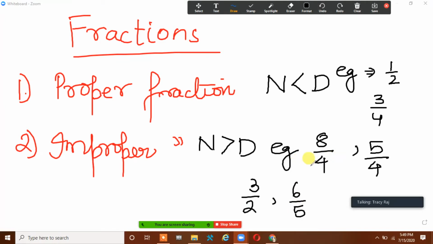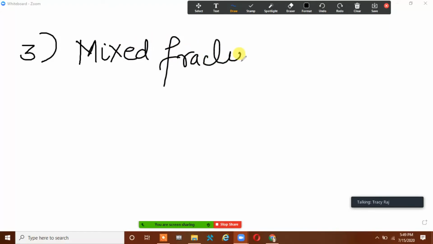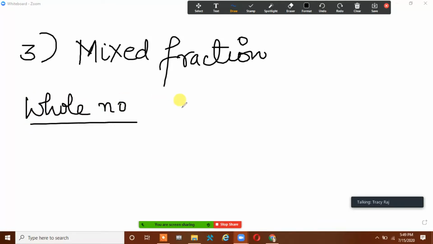Now the third one is your mixed fraction. A mixed fraction is a fraction which has a whole number and a proper fraction. I hope you all know what a whole number is. Whole numbers start with 0, then 1, 2, 3, like that. When 0 is included, it becomes a whole number, so the smallest whole number is 0. 1 is also a whole number, 2 is also a whole number. There is no fraction part, that's why it is called a whole number.